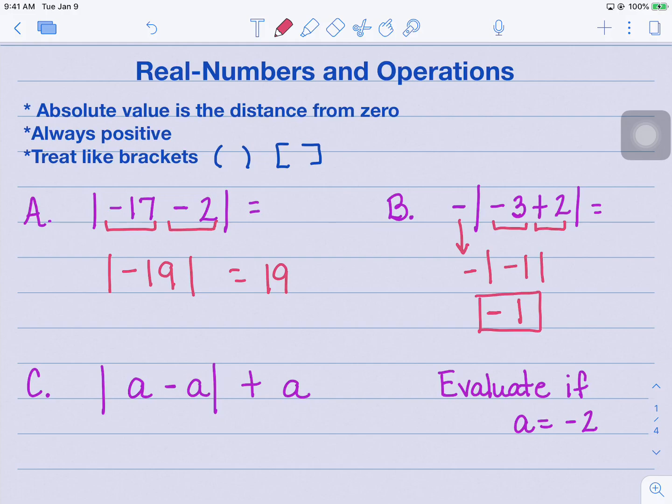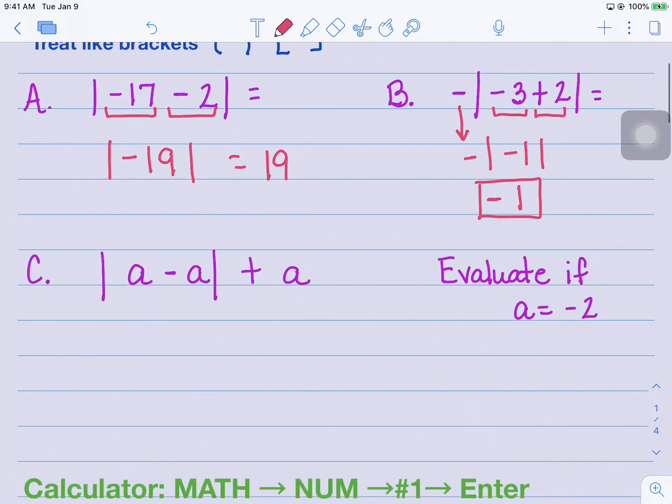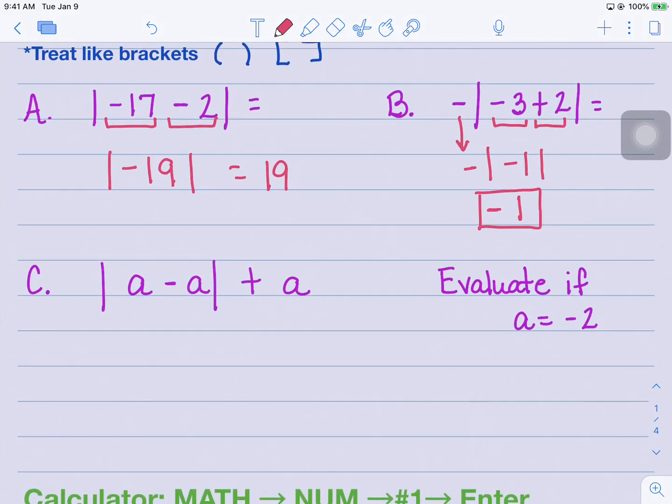If we look at C, we have an absolute value of a variable, a minus a, plus a. And we're going to evaluate it if we are told that a is negative 2. Now it's very important when you're evaluating to make sure you use everything they give you. Don't just put 2 in there. Make sure you're putting in the negative 2. I like to use parentheses. So I'm going to rewrite my problem with my value in there. I'm going to plug in negative 2 where a is.